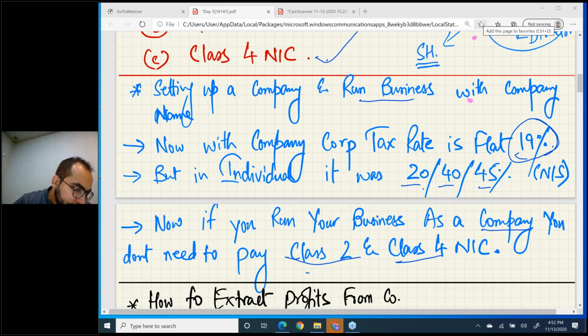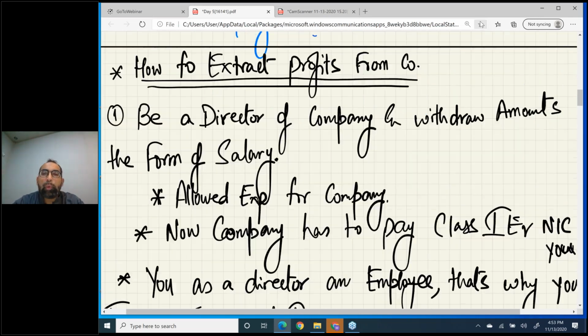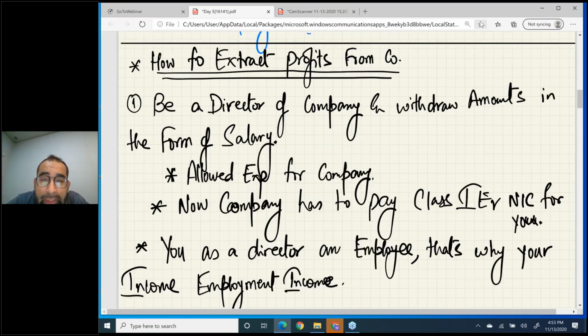Now the issue is, my dear students, you have opened a company, you have incorporated a company, but now you have to extract money from this company. So now again you have a few options. This is a very interesting area: how to extract profits from a company. If you go for the company option, then there is one more problem: how to extract.